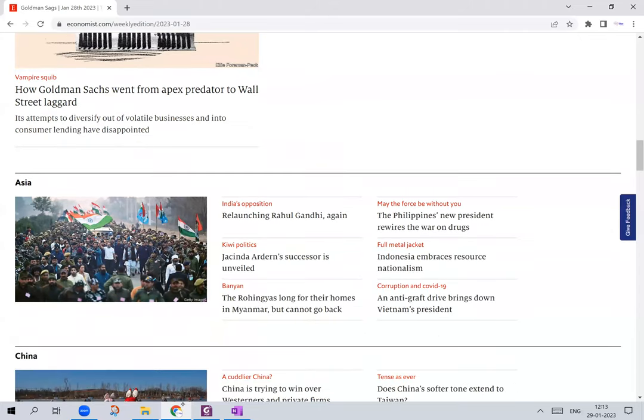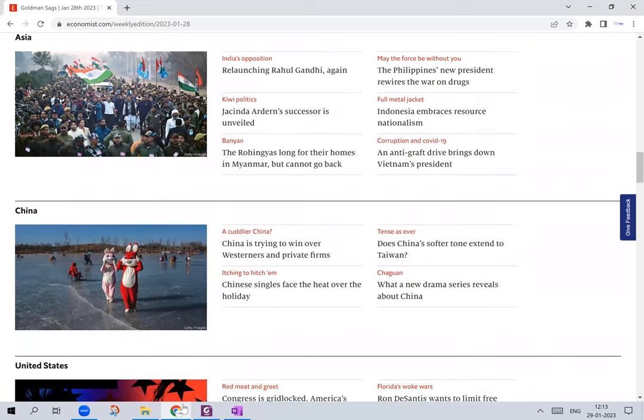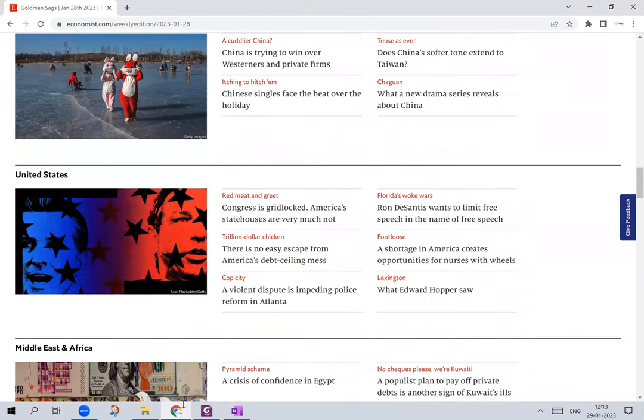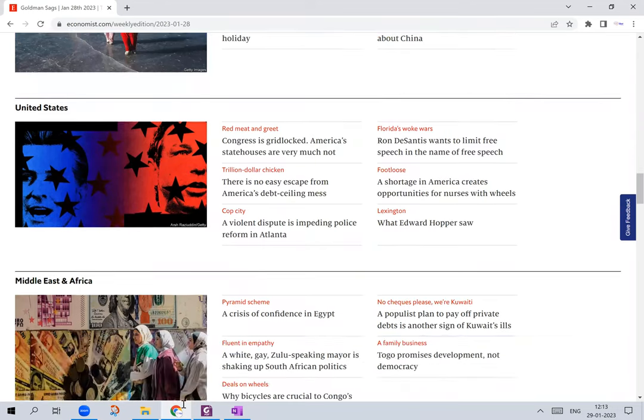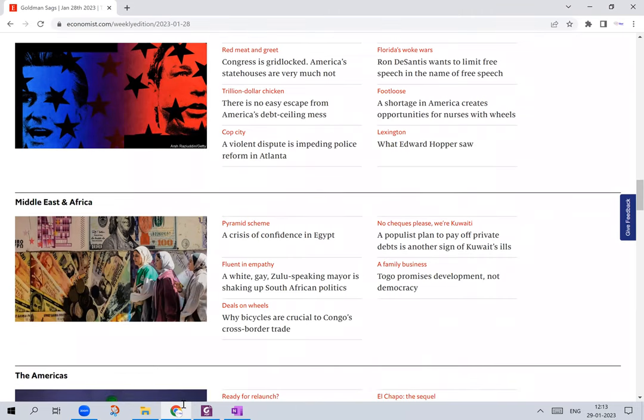Now they have discussed Asia. What is happening in Asia? They'll give you Rahul Gandhi and all these things. In Asia, the Philippines comes, but they don't give a separate topic to India. That's a stupidity. They have given a separate topic about China, and a separate topic about the United States. Every week, this is a weekly magazine, they give you a topic about the United States. They give you Middle East and Africa.